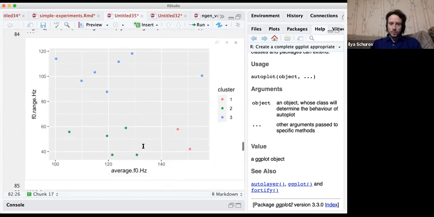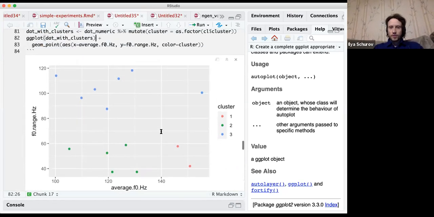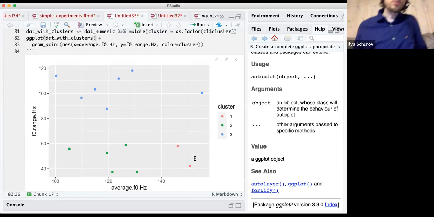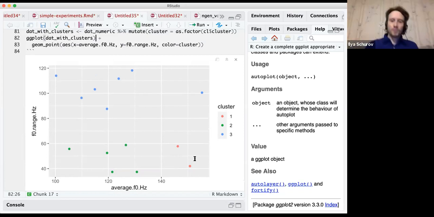You see that k-means gets three different clusters. It didn't put this point into its own cluster, but added a new cluster here. I don't know why, but anyway, we have this result. So you see that it is also possible to get different results from different methods. This is what we usually have.